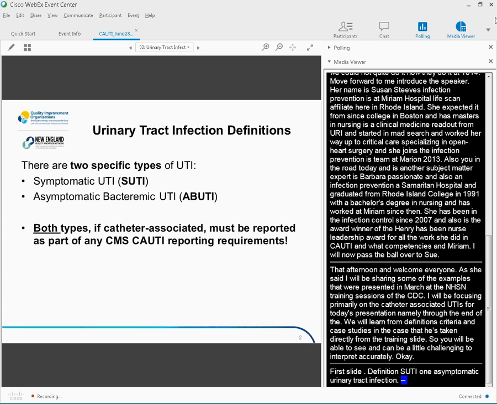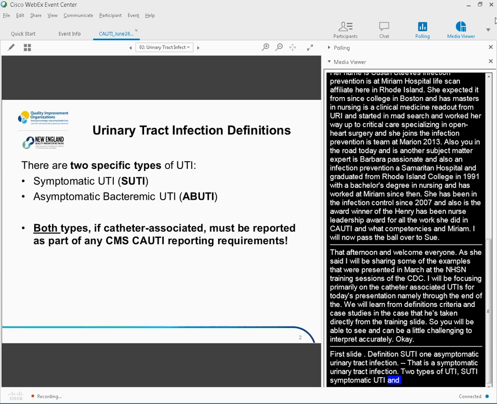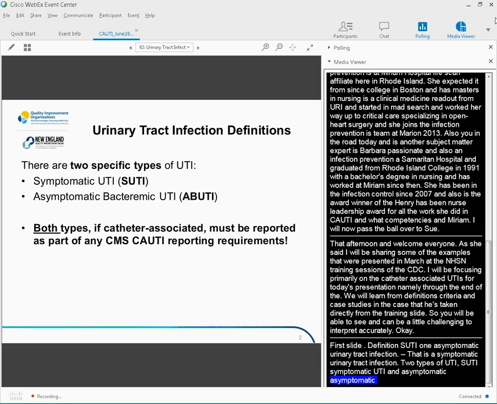So there are two types of UTIs. SUTIs, which is symptomatic UTIs, and asymptomatic bacteremic UTIs, which are abbreviated ABUTIs. Both types, if catheter-associated, must be reported as part of any CMS CAUTI reporting requirements.